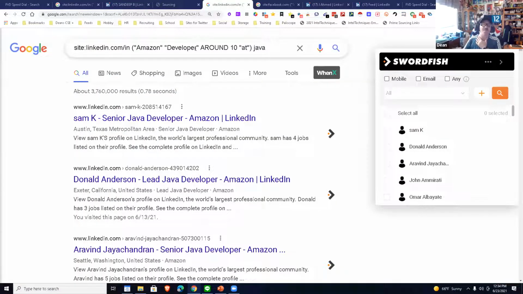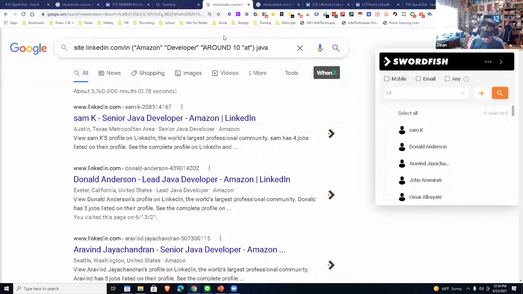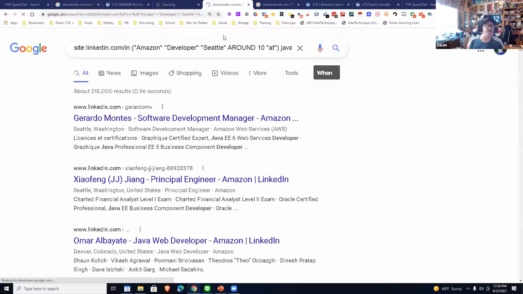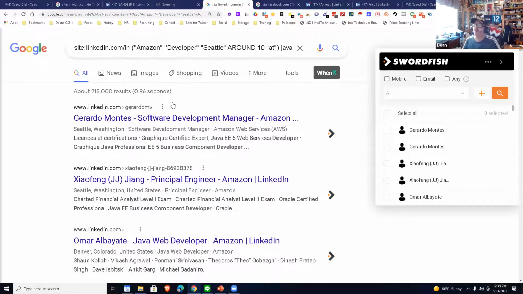So for this, I would probably add something like Seattle, just so I can get people in Seattle. And now look, Seattle, Seattle, Seattle. And there we go. The fact that there are so many doesn't surprise me. Amazon's in Seattle. That's where it comes in handy, because all I ever hear from people is how can I find people located in a specific location in LinkedIn without being in LinkedIn? Well, here you go.